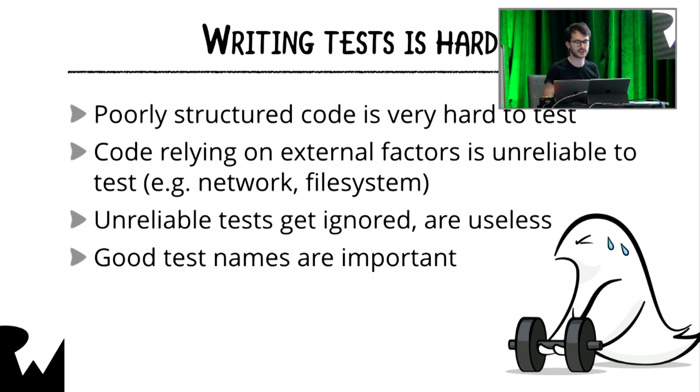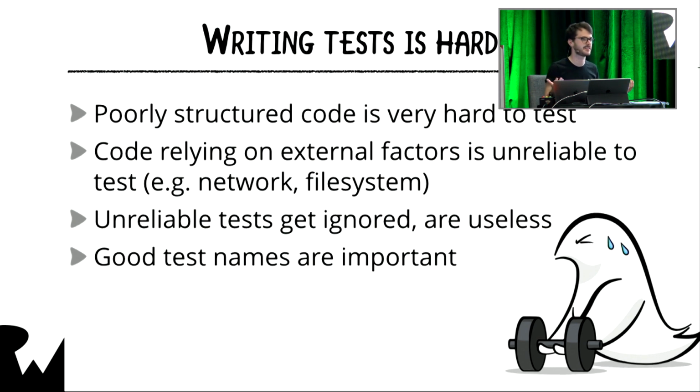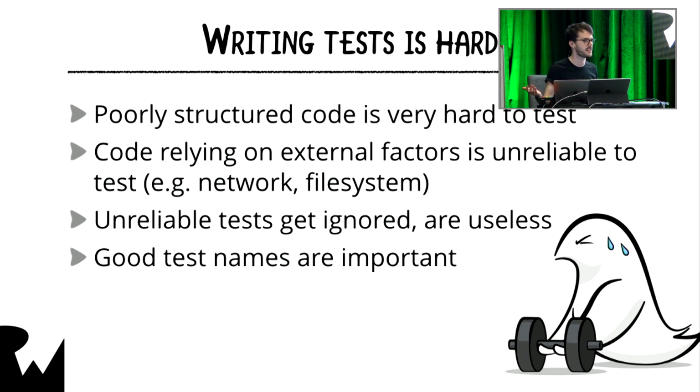And also code relying on external factors such as network or file system, because, for example, if a test relies on the network, then I have to be connected to the internet for those tests to run. And tests that are unreliable, such as the network ones where I can't run them whilst I'm offline, these will eventually get ignored. I'm sure some of you have tests that you've commented out because they're a little flaky. As soon as you comment that out, that test is useless. It's not going to give you any feedback. It's not going to tell you when it's broken.